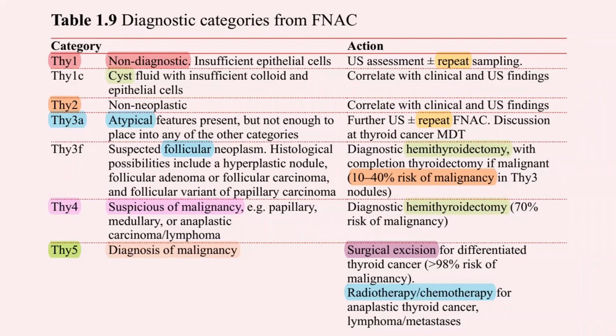But in some cases, if there is a previous history of thyroid cancer or another alarming manifestation, we should repeat fine needle aspiration cytology in Thy 2. Thy 3a is atypia, and we need to repeat fine needle aspiration cytology with further ultrasonographic assessment. Thy 3f is very important because the description is follicular neoplasia, not follicular carcinoma.